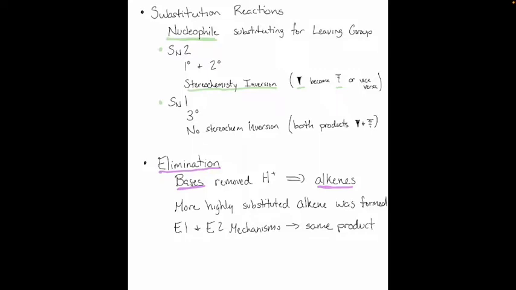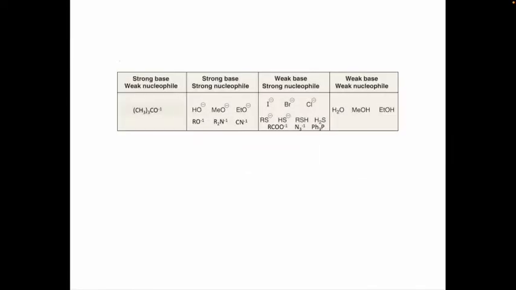Okay, so when we built our little chart, we learned which ones undergo E1 and E2, but in terms of drawing our products, we don't really have to consider it like we do the Sn1 and the Sn2. All right, and then I told you I'd give you this chart here, which tells you what's a good nucleophile, what's a bad nucleophile, what's a good base, and what's a bad base.